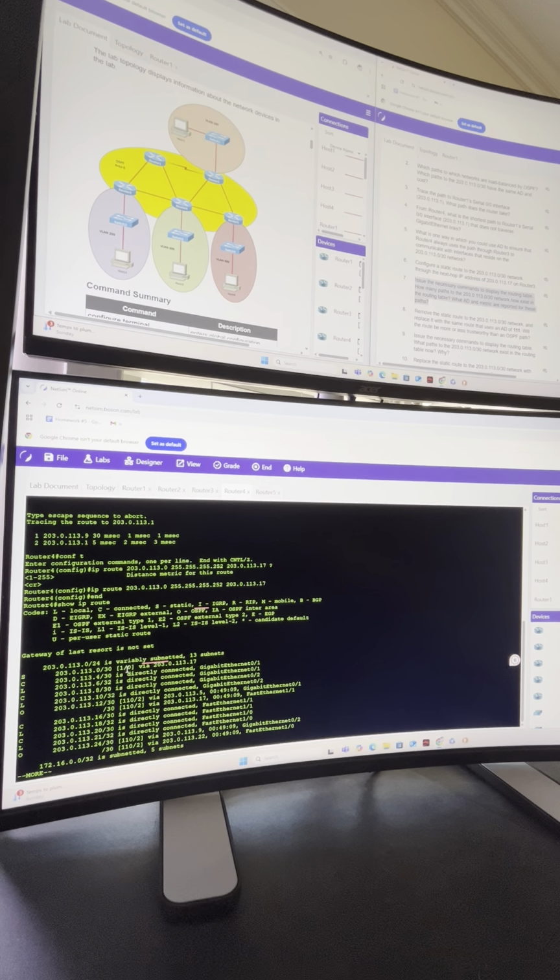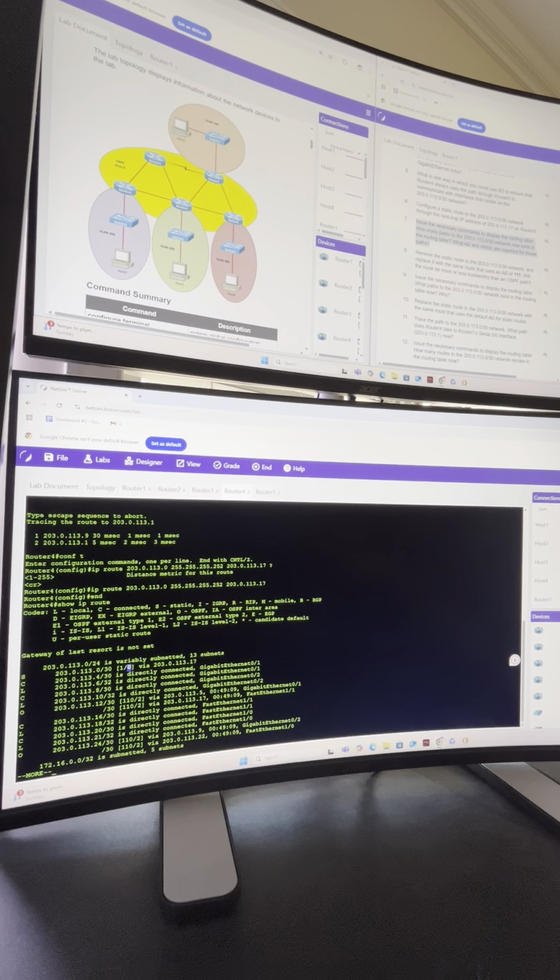And we can see that the metric is 0 for this static route, okay? So we just answered these questions for number 7. On number 8, it says remove the static route to the 203.0.113.0/30 network and replace it with the same route that uses an administrative distance of 111. Will the route be more trustworthy or less trustworthy than the OSPF path?